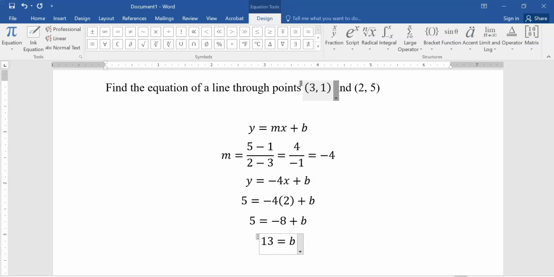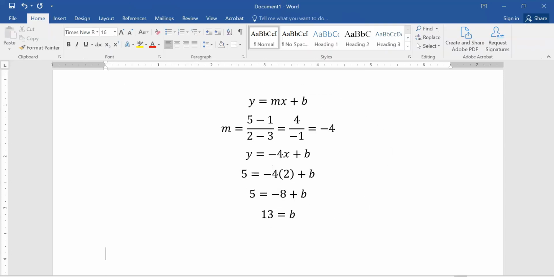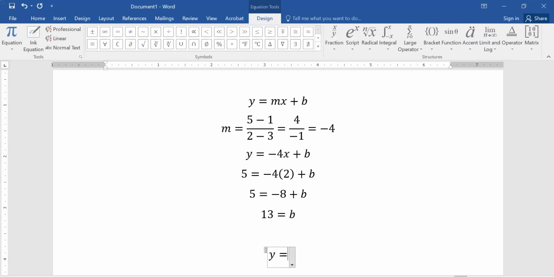Interesting. So there you are. b is equal to 13. Once again, we're looking at an equation of a line. So y equals -4x plus 13 is my final answer. All right. So there we go. That's the final answer to the question that was asked.